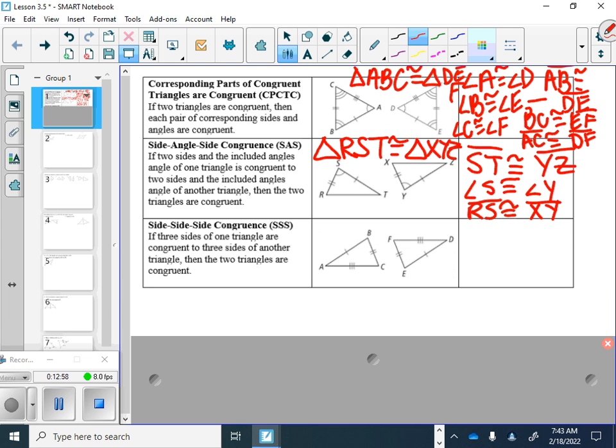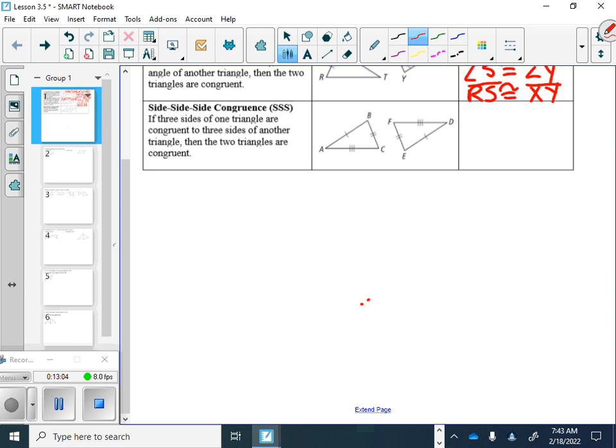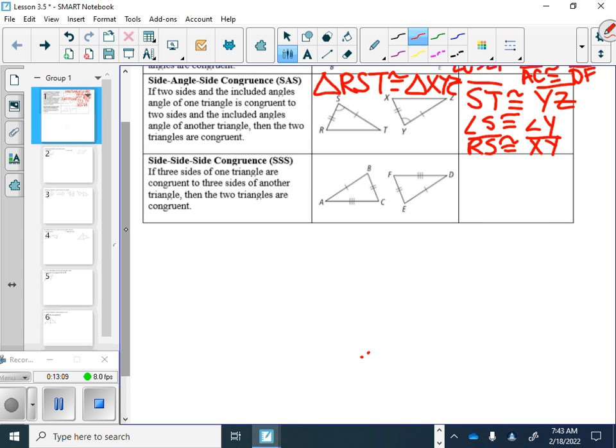Alright? And then the last congruence theorem that we'll talk about today, at least, is side, side, side. That one's pretty straightforward, hence the name. So if three sides of one triangle are congruent to three sides of another triangle, then the two triangles are congruent. Okay, so very quickly, let's just list our sides. Side AB is congruent to what?